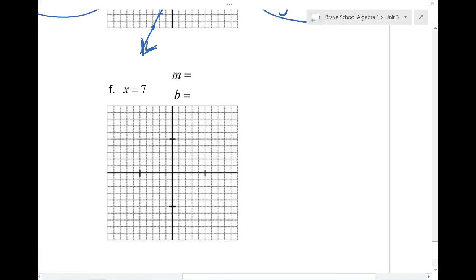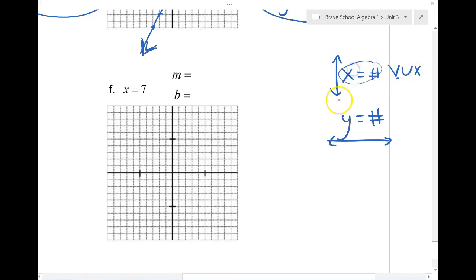Okay, now this, we have x equals 7. Well, remember, if we have x equals a number, it's going to be a vertical line. If it's y equals a number, it's going to be a horizontal line. Okay? So, we also say VUX. V for vertical, up and down. U, because the slope is undefined. X, because the equation is x equals. And then for y equals, we say HOY, because it's horizontal, left to right. Then this means 0 for the slope, and then the y because our equations are y equals.